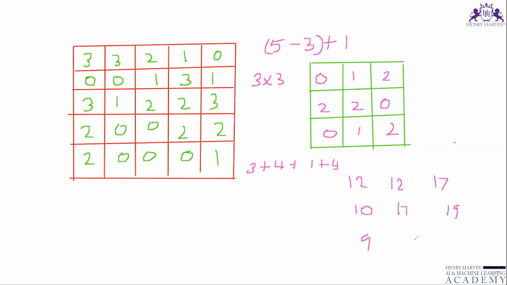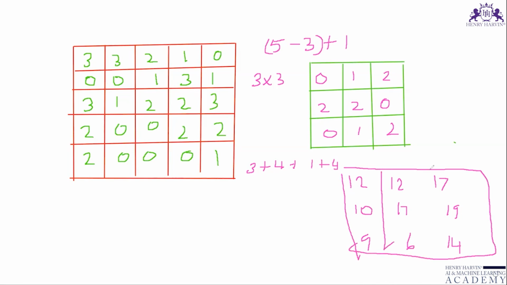So 9, 6, 14, right? This is the feature map I'm getting, and it is 3 cross 3. Randomly we will check something: 17. What will happen? This will be 1, 2, and then this will be the third one. So this and this one, right? Let's do a random check whether we are getting 17 now.